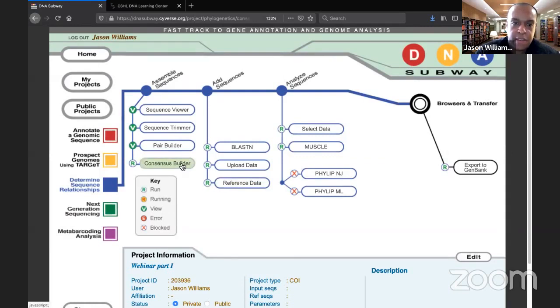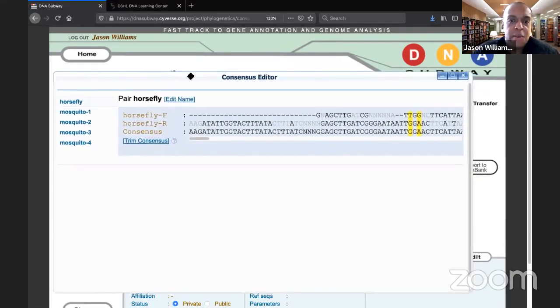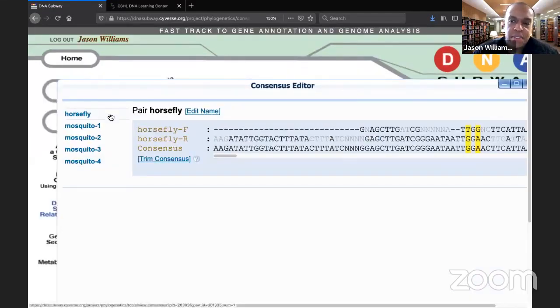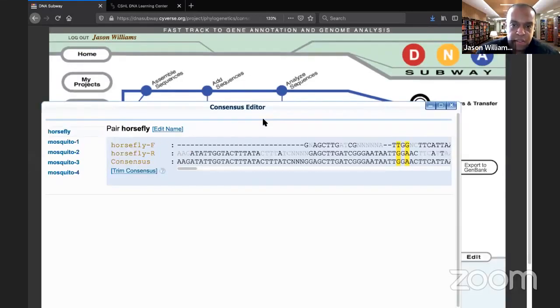The next thing we need to do in order to further the cleanup is use the consensus builder. If we click on the consensus builder, you'll notice it takes a few more seconds to run. It's not a long time because we don't have all that many sequences, but it took a few seconds longer. Now there are some changes. Number one, we no longer see on the left-hand side that this is horsefly F and R, it's just horsefly. So we have horsefly, and then we have our four unknown mosquito samples. If you wanted to, for any reason, you could rename these. I'm not going to do that here, and we don't need to. What we do need to spend a few moments doing is looking at this consensus sequence.